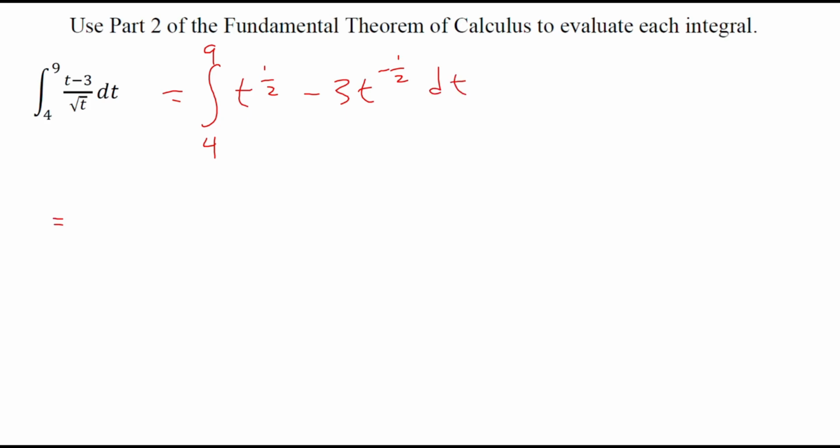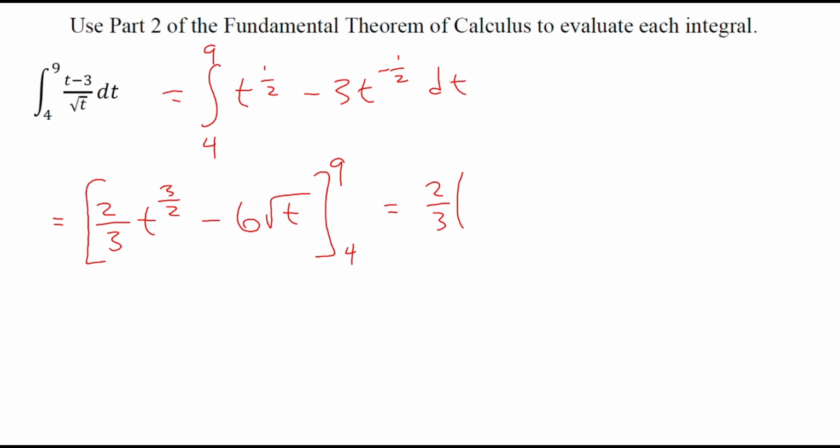And now when we integrate, t to the 1/2 will become 2/3 t to the 3/2, and minus 3t to the negative 1/2. T to the negative 1/2 will go up to t to the 1/2. When we divide by half, that's like multiplying by 2. So we end up with 6t to the 1/2, or 6 root t. And we'll evaluate that from 4 to 9. So we'll start off with 2/3 of 9 to the 3/2. Well, 9 to the 3/2, we square root the 9, that's 3, and then cube it is 27. So 2/3 of 27 minus 6 times the square root of 9, so that'd be 6 times 3, or 18.